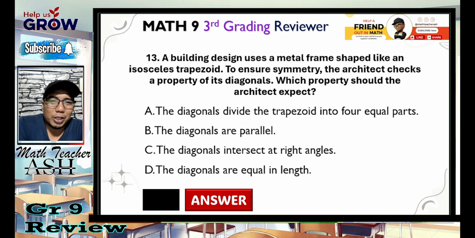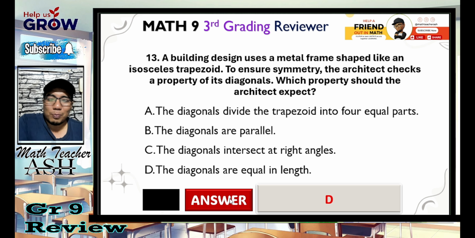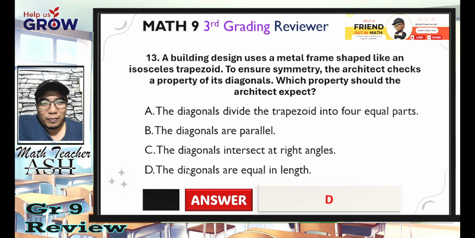Alright, my dear math learners, the architect wants to ensure symmetry in the property of its diagonals. Then the diagonals should be equal in length, so that when you try to fold it along its diagonal, you could have equal triangles. So that would be letter D. Let's check whether we are correct. I hope you got that one, my dear math learners. Now, let us go to question number 14.